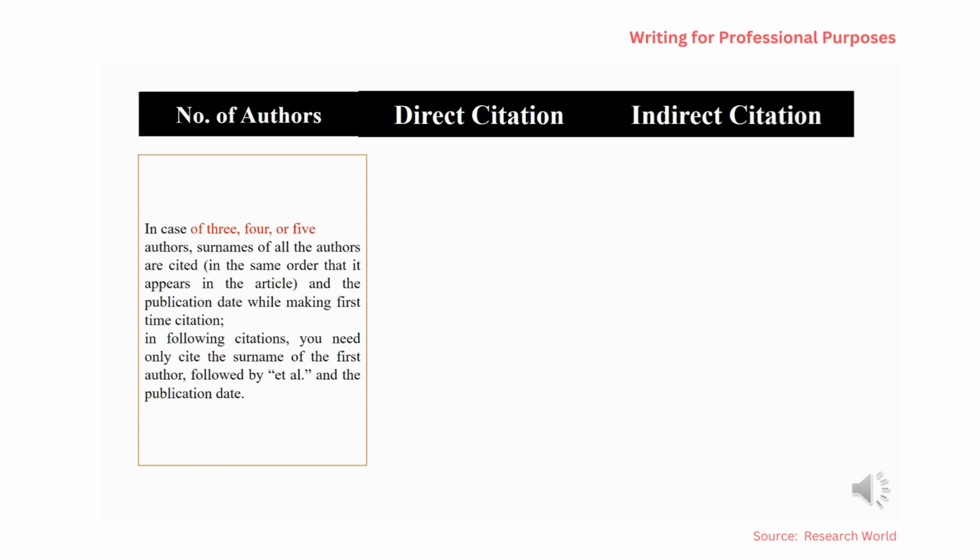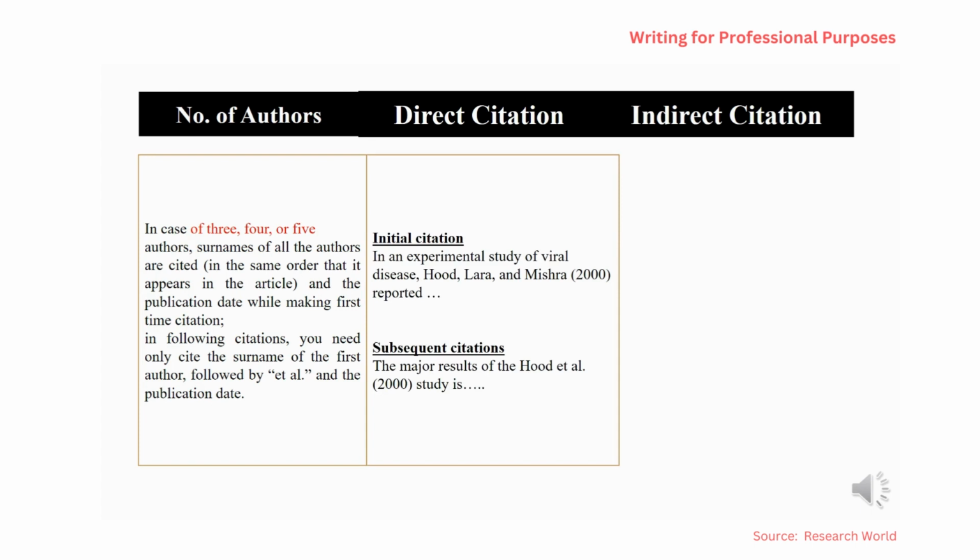In case of 3, 4, or 5 authors, surnames of all the authors are cited in the same order that it appears in the article, and the publication date. While making the first-time citation. In following citations, you need only cite the surname of the first author, followed by et al., and the publication date.